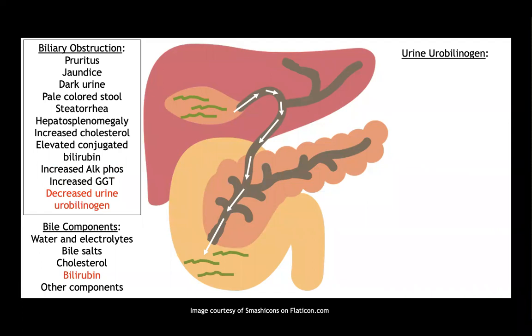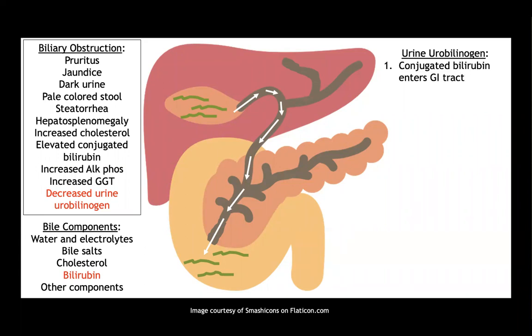Decreased urine urobilinogen. This is one of the more low yield points, but I think it's very easy to understand. So I'm just going to point it out for you. How I think of urobilinogen is, to me, a measure of how much bilirubin is in your gut, in your GI tract.